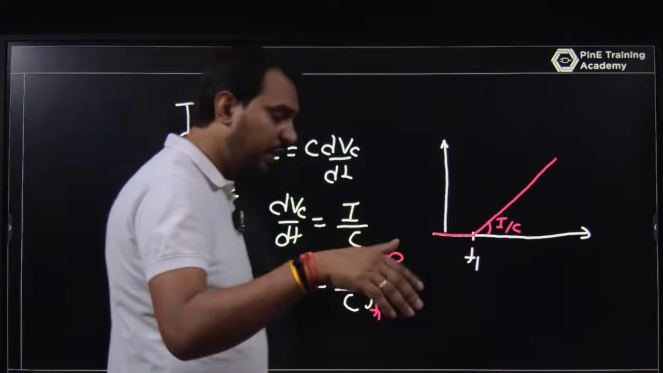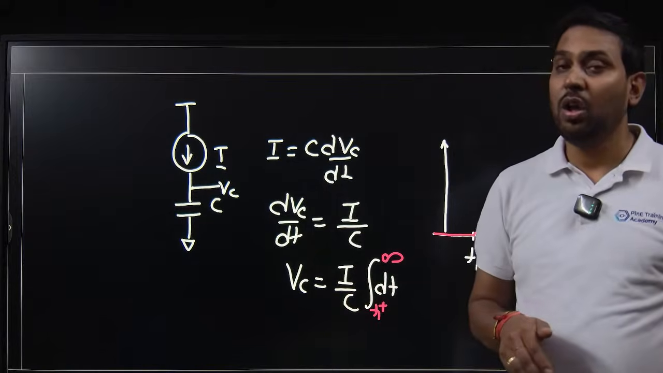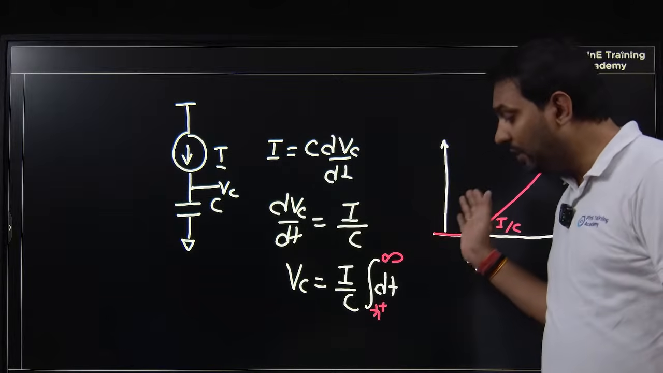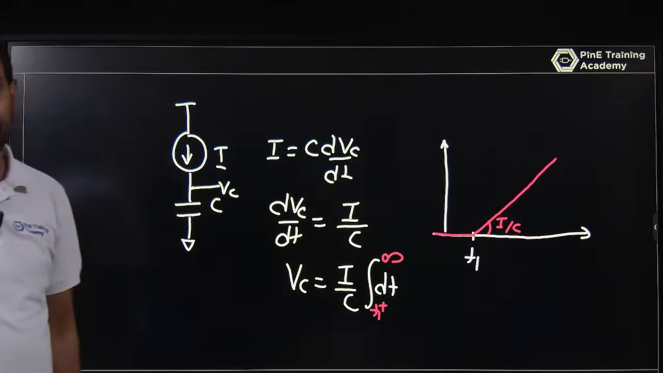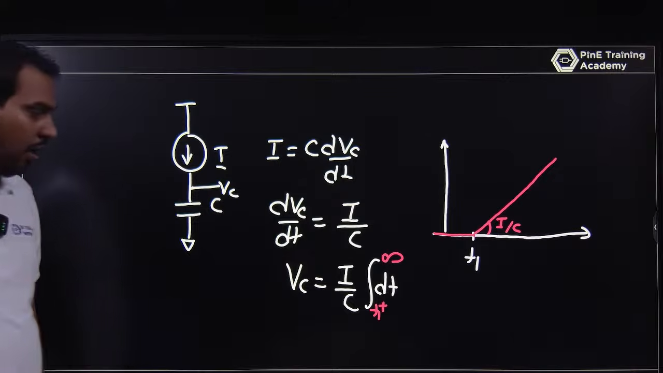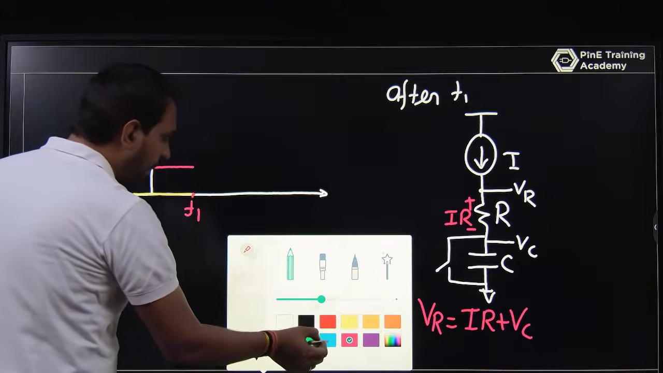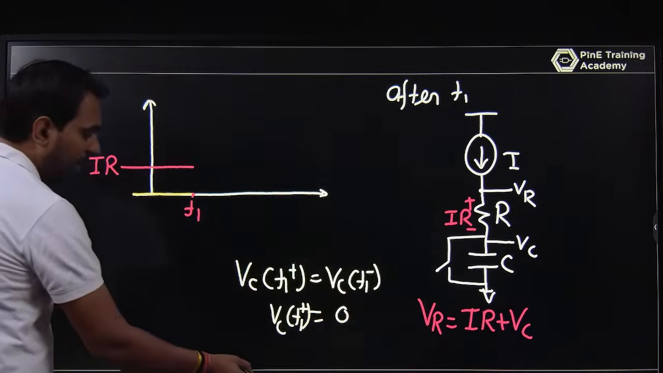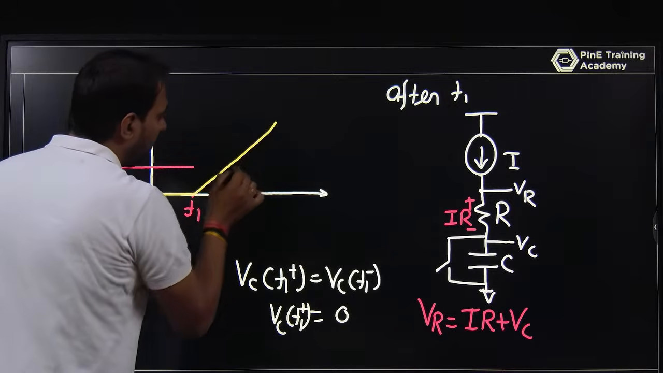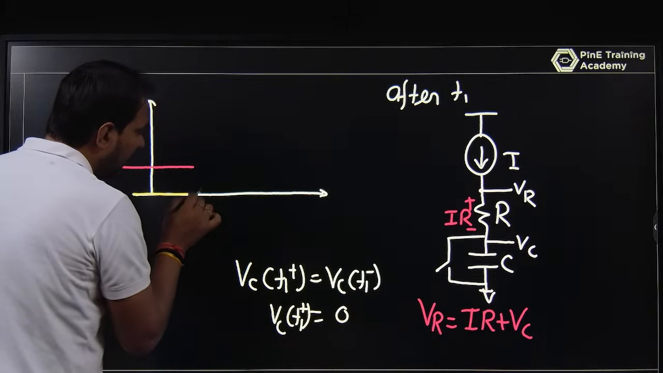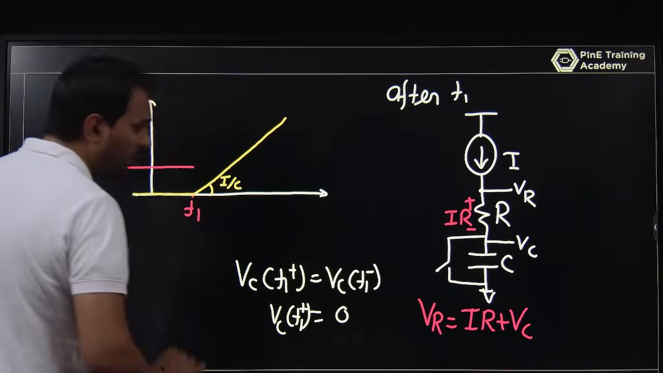Whenever you have a constant current passing through a capacitor, the capacitor will always charge in a ramp function. So after T1, this value will increase with the slope of I by C, and that is a very important point here.